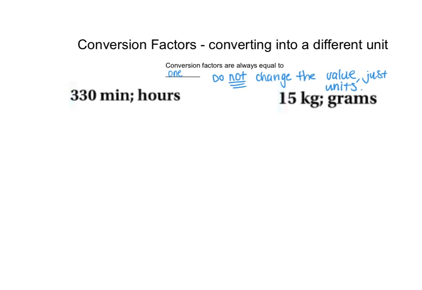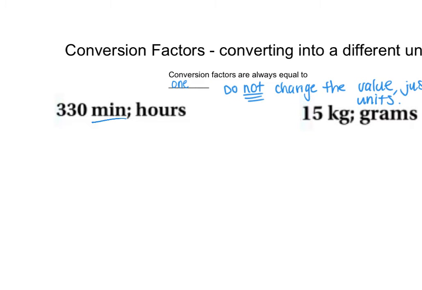So if we start with 330 minutes, we want to find out how much that is in hours. So we're converting from minutes to hours. So 330 minutes. What we're going to multiply by is going to be a fraction. And in the denominator, we're going to have minutes. And in the numerator, we're going to have hours. And the reason I set it up like this is because our minutes are going to cancel.